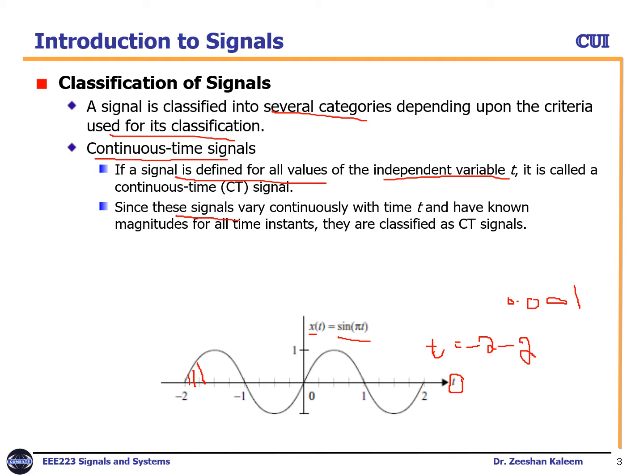Since these signals vary continuously with time t and have known magnitudes for all time instants, they are classified as continuous time signals. As you can see from this picture, for each value of time t there are magnitudes. So this is called a continuous time signal.